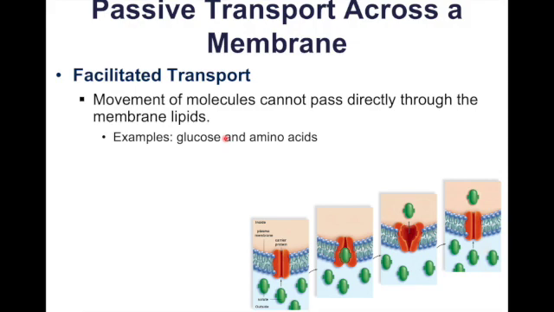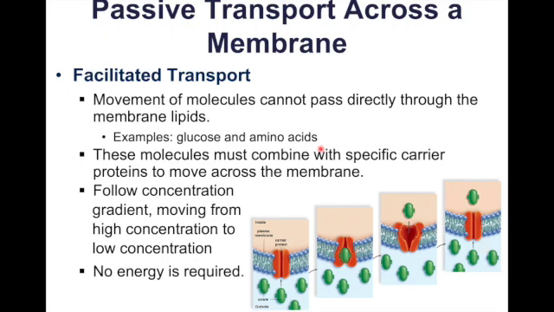And so some molecules are too big or too charged, like glucose, amino acids. Those are both really important molecules that we've been talking about a lot. They got to get into the cell. They can't go right through the membrane, so they need help. And so they can combine with specific carrier molecules to help move them across.